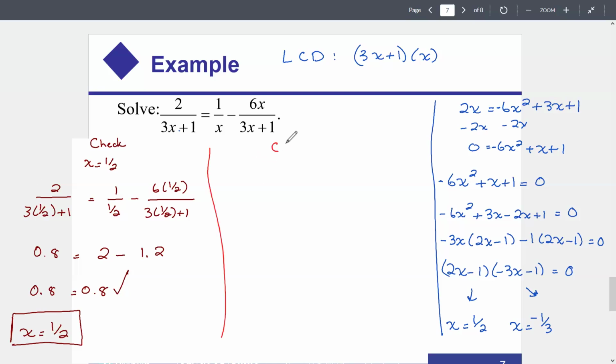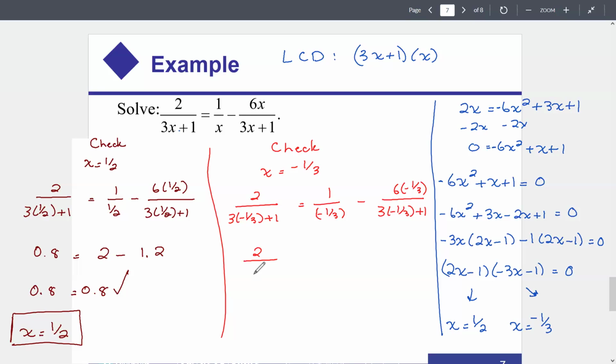Okay. So now we're going to check the other solution. We're going to check that x equals negative 1/3. So we have 2 over 3 times negative 1/3 plus 1 is equal to 1 over negative 1/3 minus 6 times negative 1/3 divided by 3 times negative 1/3 plus 1. And very quickly, you're going to see there's going to be a problem here. I don't know why I put this in the calculator. I already know what this is going to be. This is going to end up being 2 over a negative 1 plus 1. Here, you're just going to end up with a negative 3. And then here, you're just going to end up with a negative 2 over negative 1 plus 1. But what you see here is I'm going to end up with 2 divided by 0, or negative 2 divided by 0.